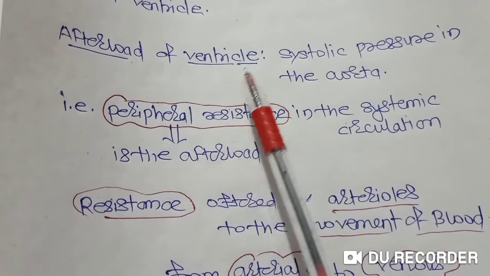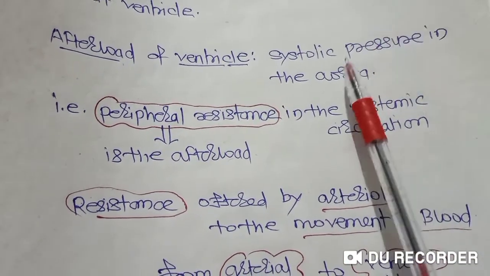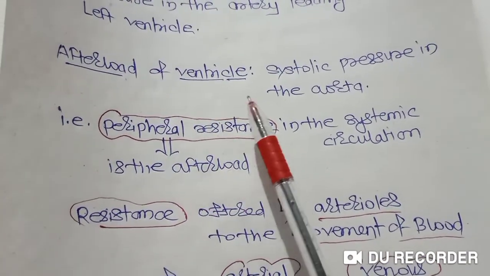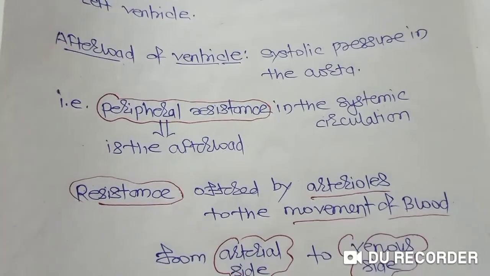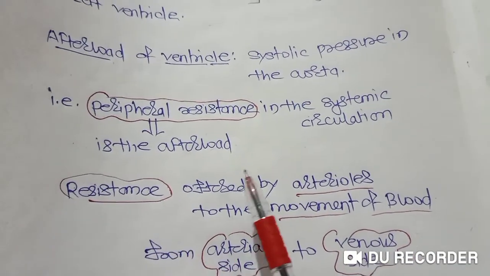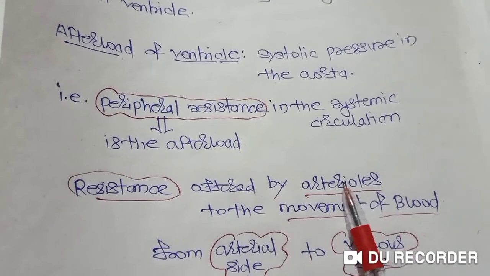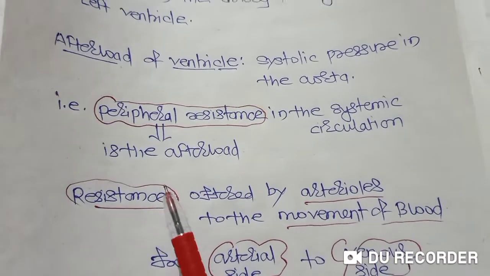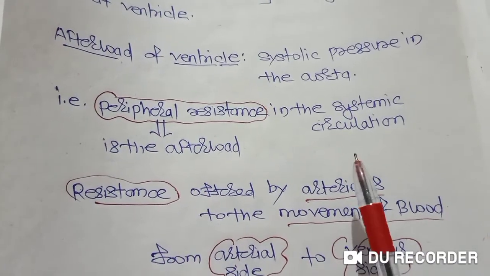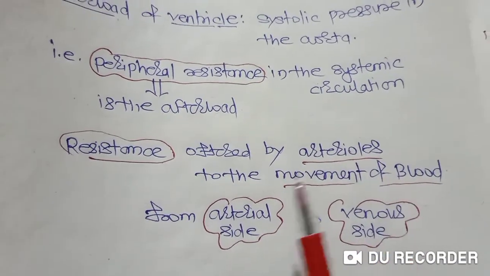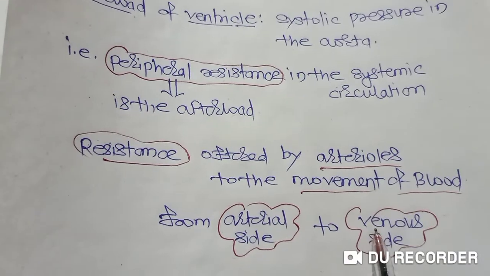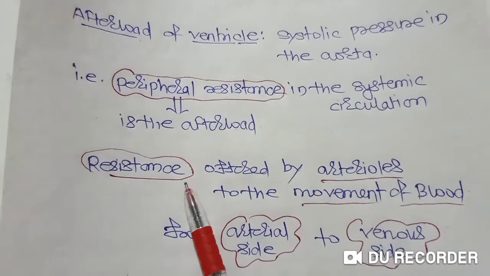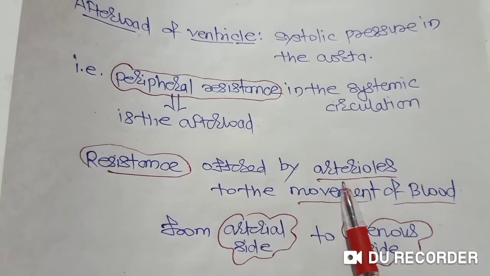Right? What is afterload of the ventricle? It is the systolic pressure in the aorta. We call it afterload. Or this afterload is also called the peripheral resistance. Now, what is the peripheral resistance? The peripheral resistance is the resistance offered by arterioles. It's the resistance offered by the arterioles to the movement of blood from the arterial side to the venous side. There is a shifting of blood from the arterial side to the venous side. So there is a resistance offered by the arterioles to the movement of the blood.